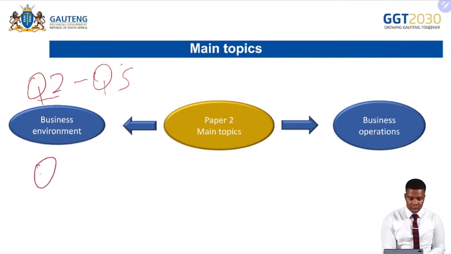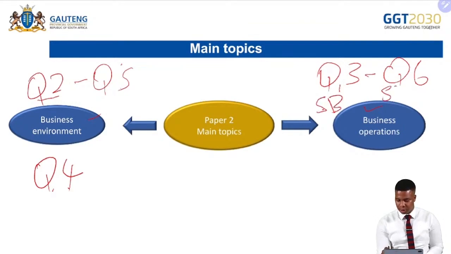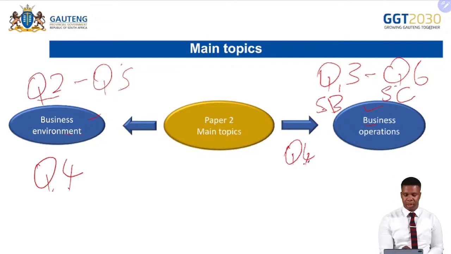And again, it would be reflected in question what now? 4, which is a miscellaneous, a combination of both business environment and business operations. When we come to business operations, we have question what now? 3 and question 6. Remember, question 3 is for section B, and question 6 is for section C, and question 4 is a combination, remember, of both business operations and business environment. So that is how the questions would be structured in the exam.